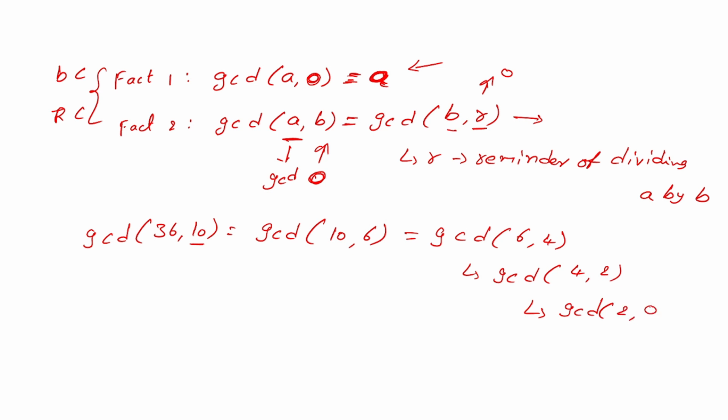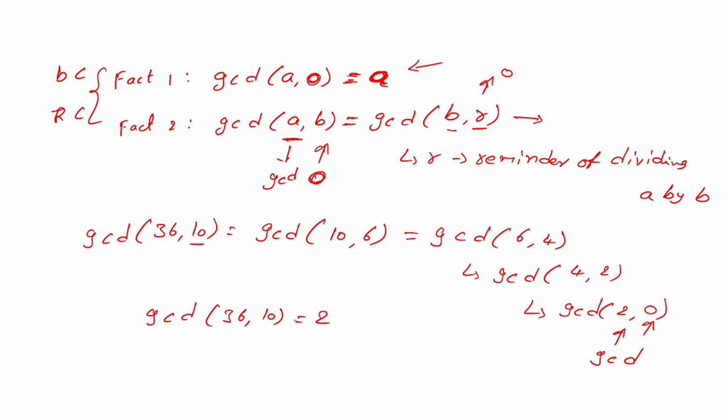Okay, with this we need to stop this iterative process because the second value is 0. When the second value is 0, we need to take the first value as GCD. So GCD of 36 comma 10 is equal to 2.